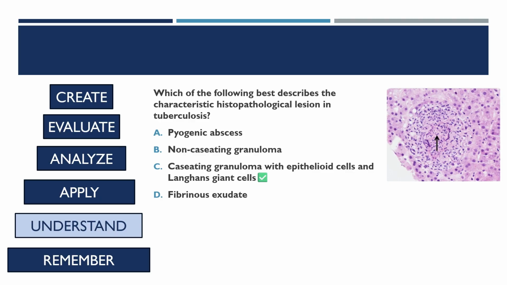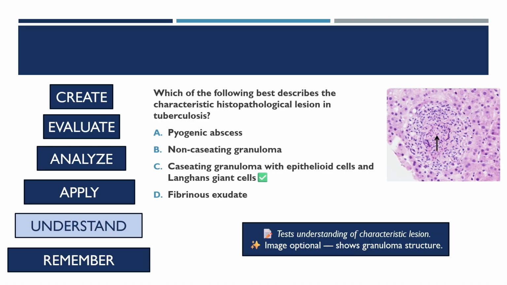Now let's move a little higher to the understand level. This question tests the recognition of caseating granulomas and identification of epithelioid cells and Langhans type of giant cells. So here it is at an understand level, wherein the student has to understand the morphology of the disease and link it to the disease.